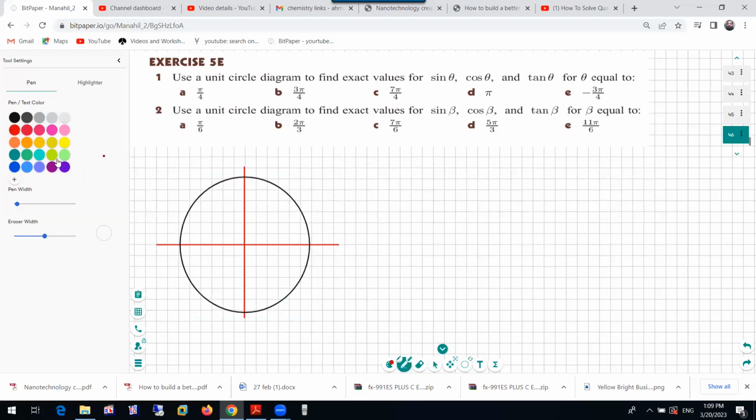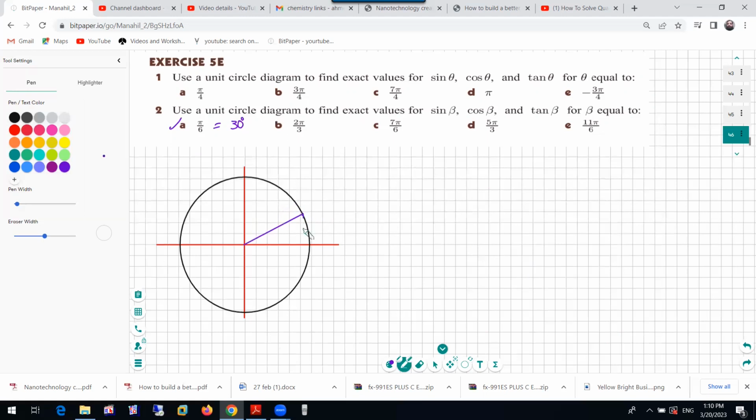Now, the first part is pi by 6. So pi by 6 is obviously 180 over 6, 30 degrees. Because it's an acute angle, it is obviously in the first quadrant. So 30 degrees will be almost here, because this is 0 and 45 degrees would be here, so 30 degrees should be here.